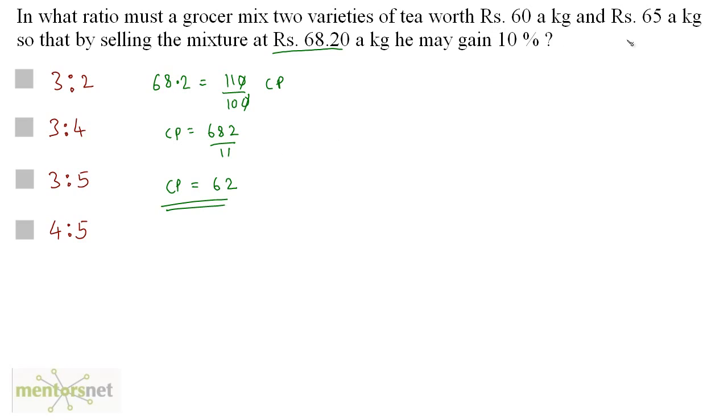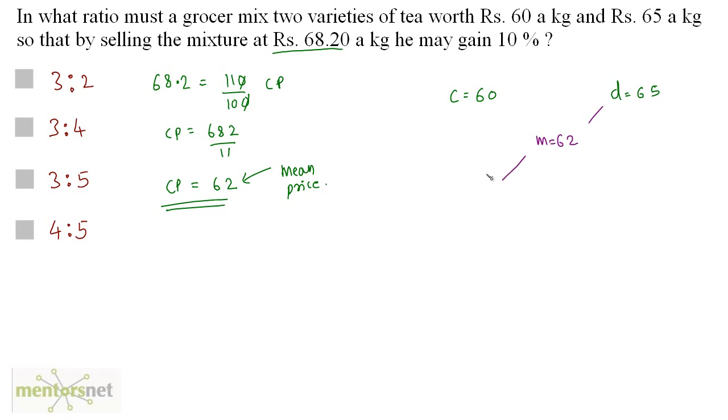Now you mix these two varieties of tea, that's at 60 rupees per kg and 65 rupees per kg, in such a way that you get the cost price of 62 rupees. So this is the mean price, right? Because we are mixing these two teas to get 62 rupees as the mean price, and we are selling this mixture at 68.2. So basically what we have is the cheap variety, which is 60, so C is equal to 60, and the costlier variety, so D is equal to 65. And now we have found out the mean price, that's 62, so M is equal to 62.